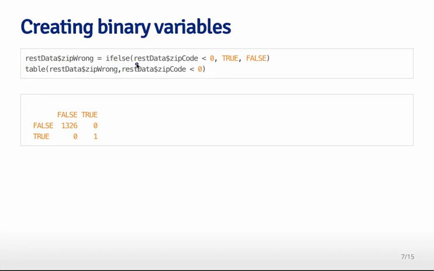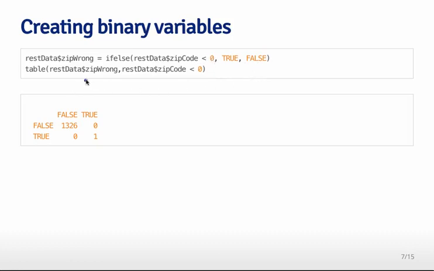In this case, I'm going to send it the condition: is the zip code less than 0? If the zip code is less than 0, we think that zip code must be wrong. The first thing that I return is true if the condition holds true. In other words, all the cases where the zip code is less than 0, I'll get a true. And this is what the function returns if the condition is false. So if the zip code is positive, then I get a false.